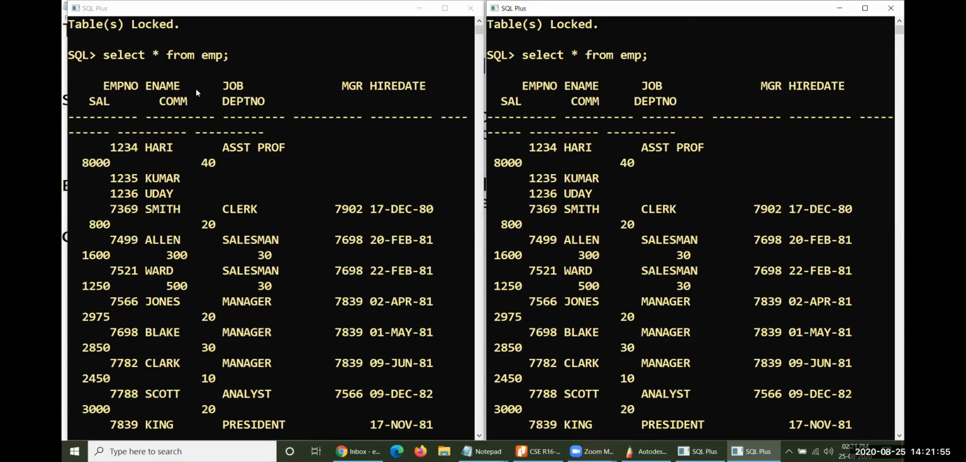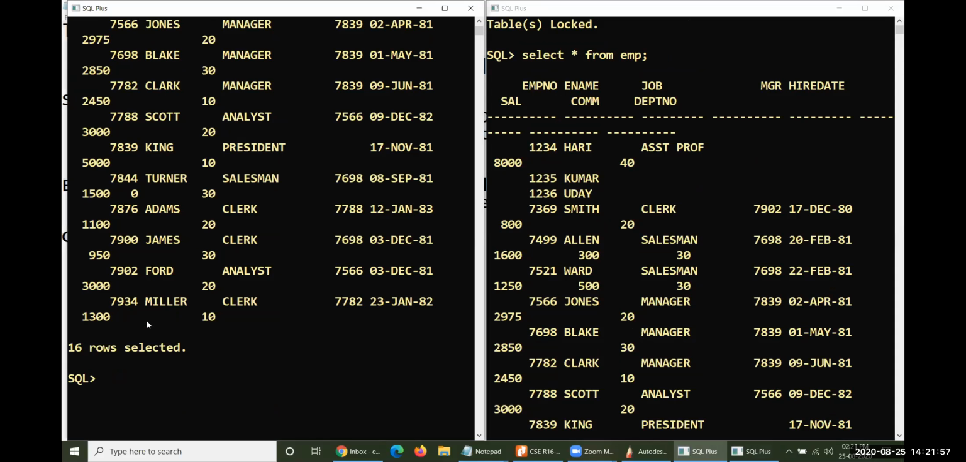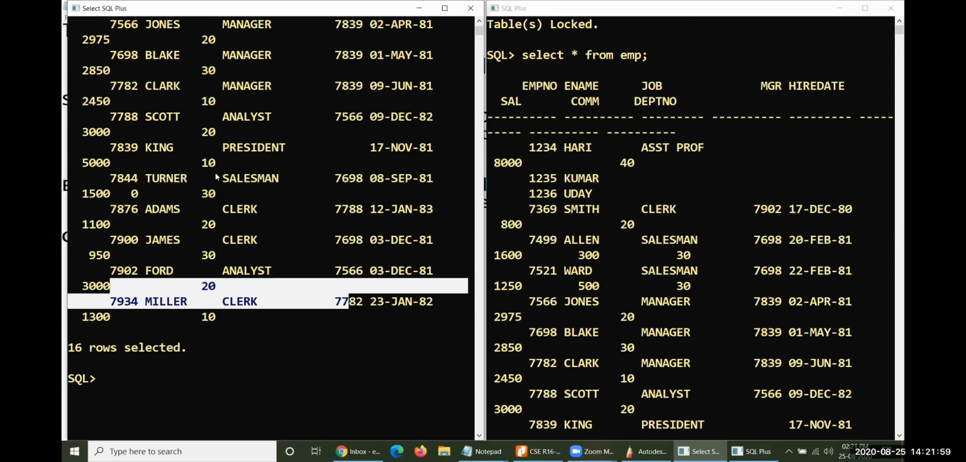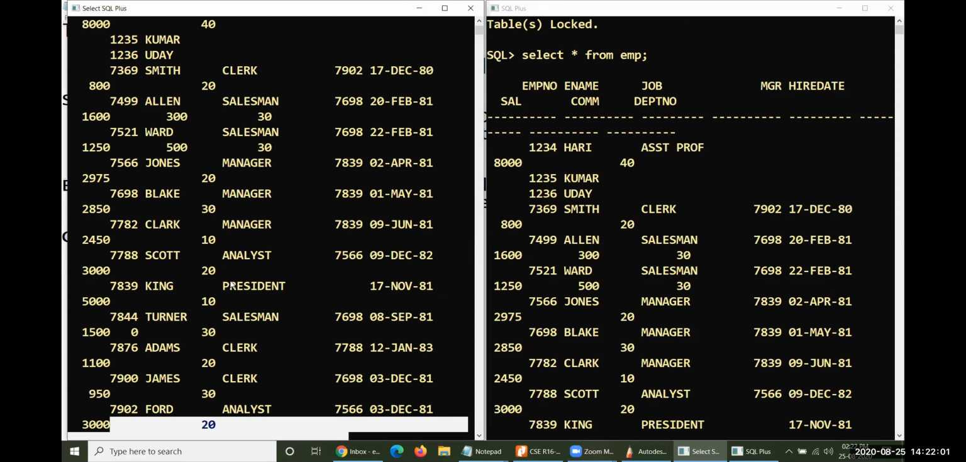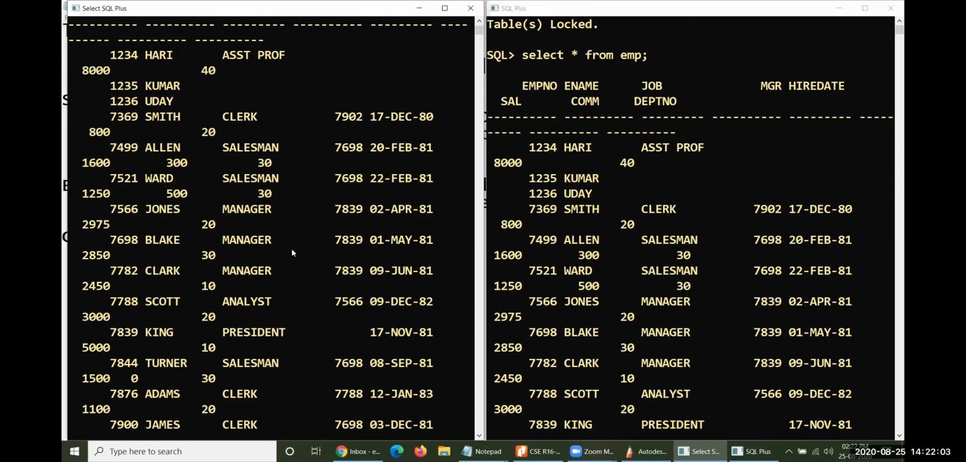If user number one operates some DML operation other than select, let me say I would like to delete this particular row, for example. So he wants to delete this particular row.